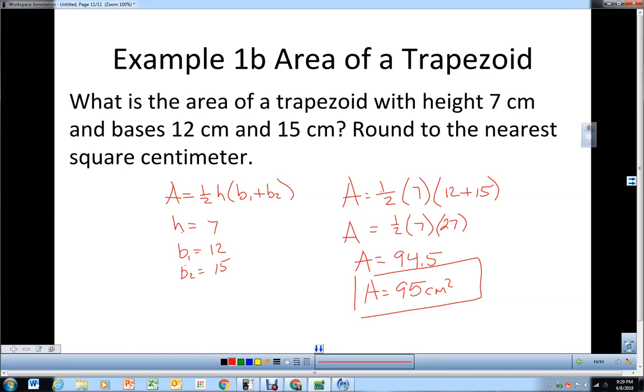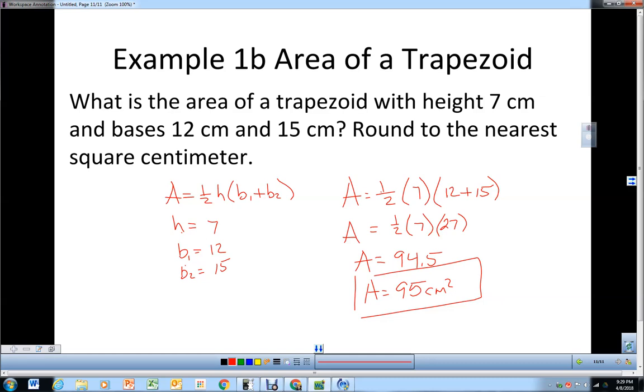All right, so let's look at the area here. We have the area equal to 1/2 the height times base 1 plus base 2. Now most of the time we have to draw our picture, but in this case they give us all the information: the height and the two bases. So height is 7, base 1 is 12, base 2 is 15. Plug our numbers in. 1/2 of 7 times 12 plus 15, which is 1/2 of 7 times 27. We multiply it out and get 94.5, and it says round to the nearest square centimeter, which means the nearest whole number, and we get 95 square centimeters.